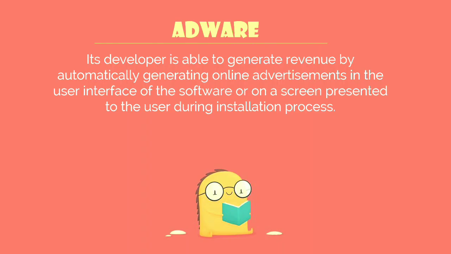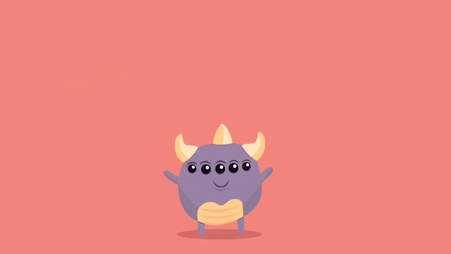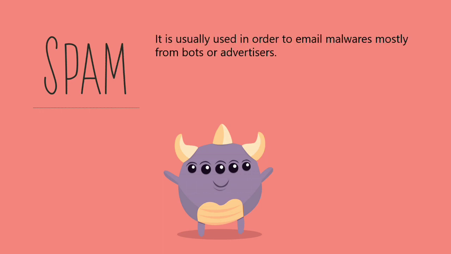Okay, so those are your 5 different types of malwares. There are also other internet threats that you can encounter online. Another example of an internet threat is spam. A spam is usually used in order to email malwares from bots or advertisers.